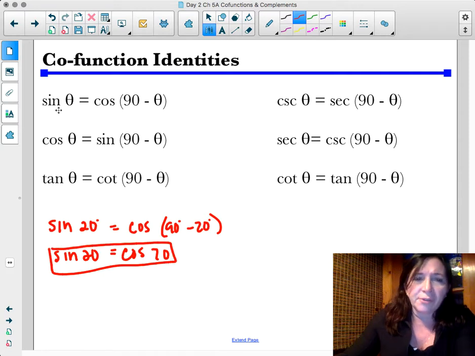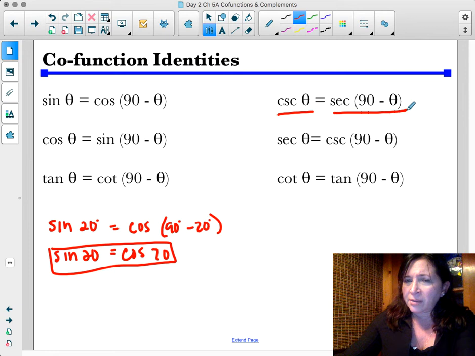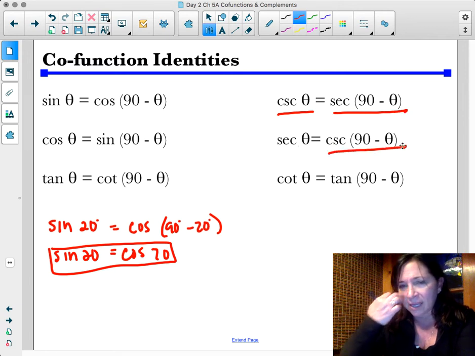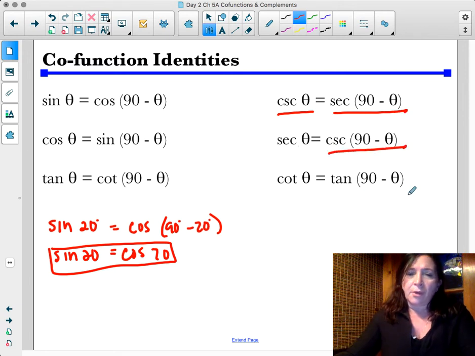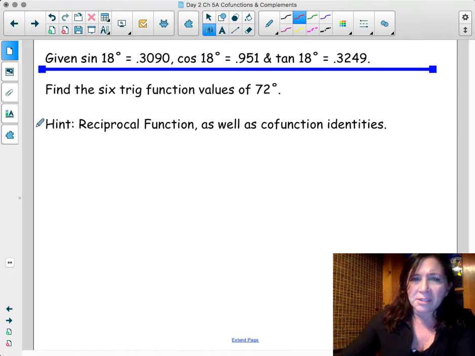And so these ones are the obvious: sine, cosine, cosine, sine, tangent, cotangent. These are maybe not so obvious. Cosecant is equal to secant of 90 minus theta. Secant of theta is cosecant of 90 minus theta. And cotangent, I think those are the obvious, is cofunction with tangent.